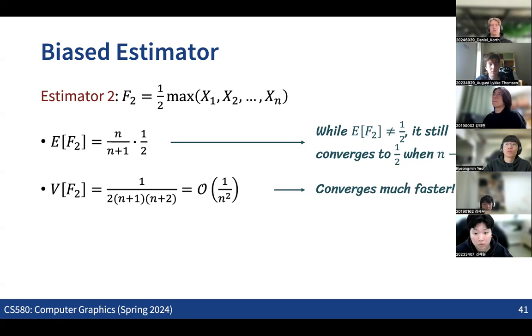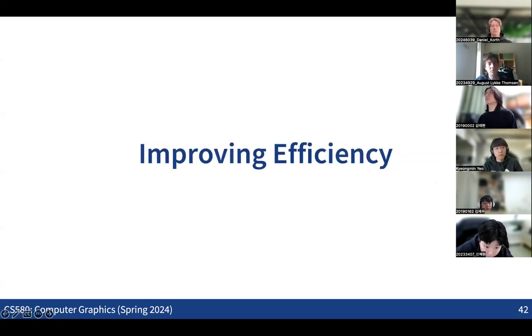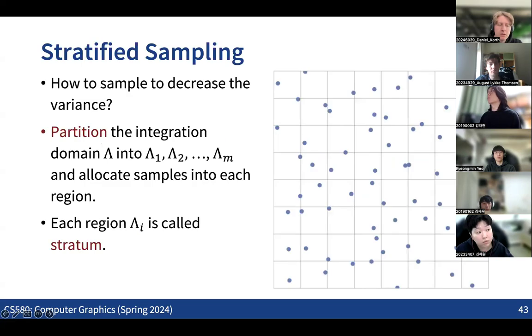So this is all about how we can guarantee getting the correct answer with the estimate, while also achieving efficiency, getting closer to the true value as fast as possible. So the question is how we are going to improve the efficiency of the estimates. The typical way of achieving this efficiency is to have a good sampling strategy.